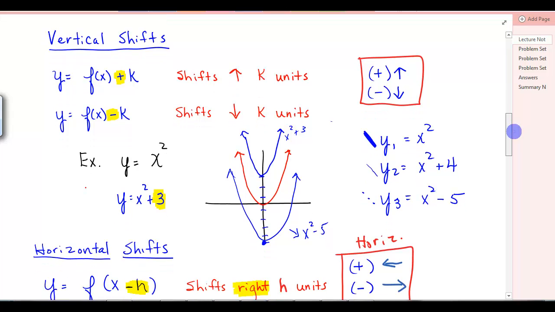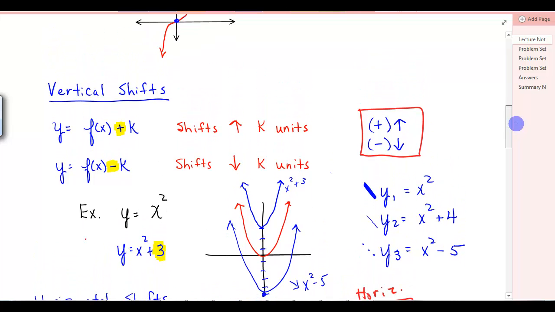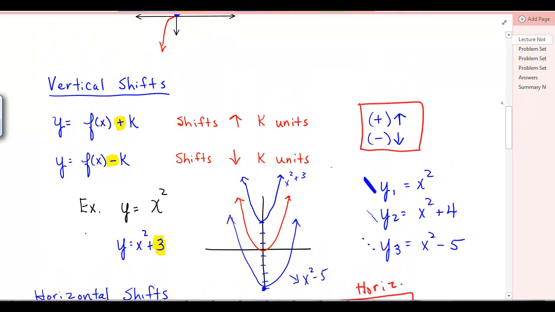But now let's talk about what happens to make this U shape. This red is your normal one. What makes it go up and down? Vertical shifts. Y equals f of x plus or minus k. All right, so if you'll notice, if you add a number to your little function, you shift up that many units. If you subtract a number, you go down that many units.